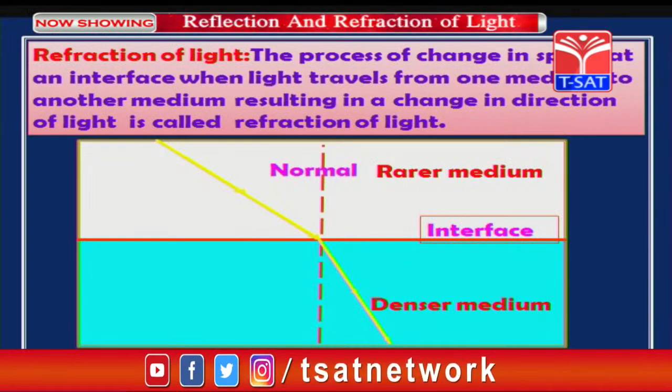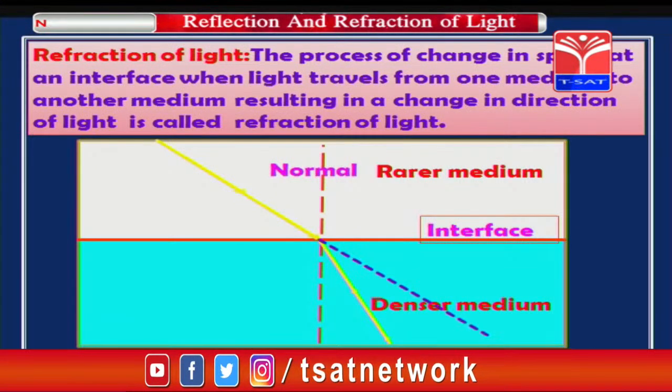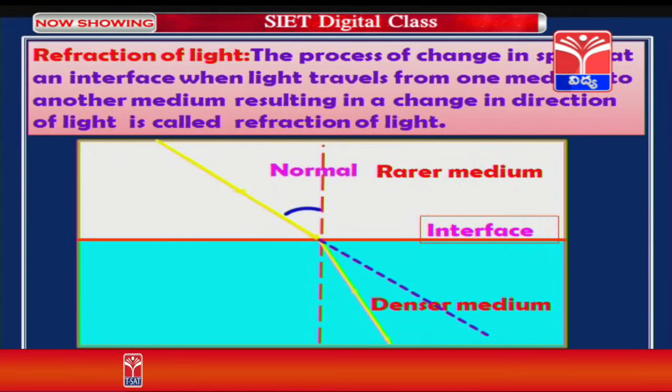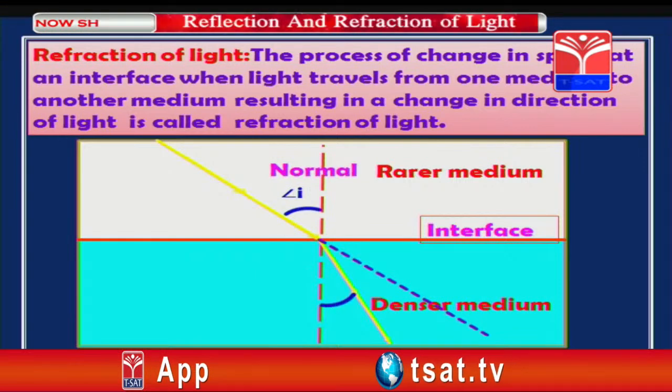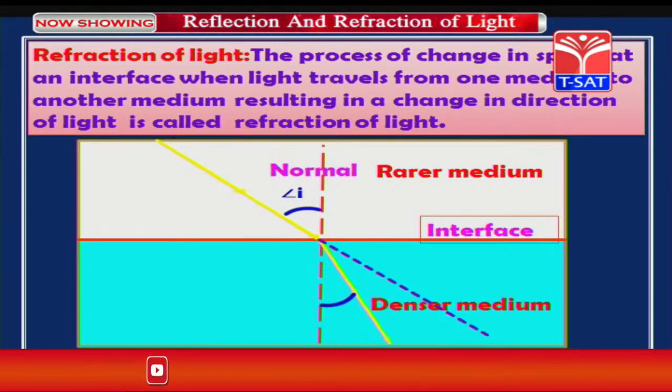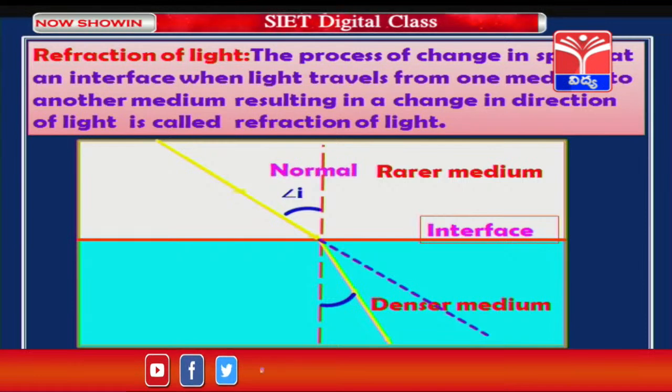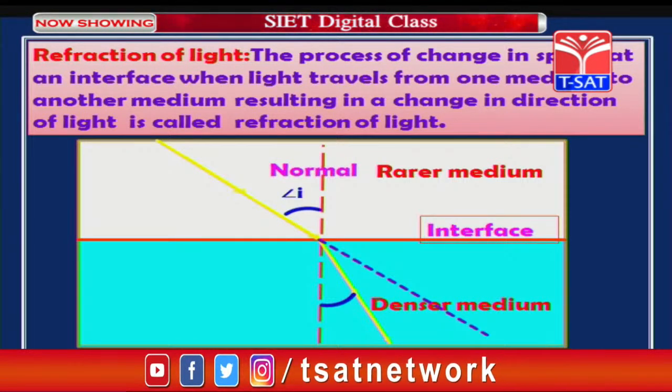Here we can see the angle between the normal and the incident ray is called the angle of incidence, represented by angle I. The angle between the normal and the refracted ray is called the angle of refraction, represented by angle R.